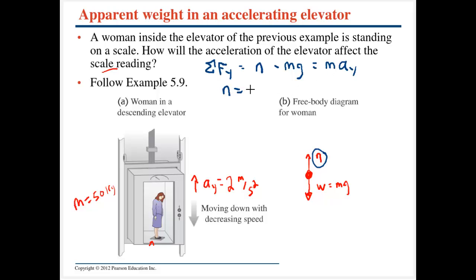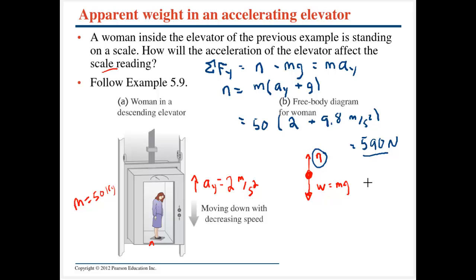So we can write the normal force is equal to the mass multiplied by the acceleration in the y direction plus gravity, or 50 kilograms multiplied by 2 meters per second squared plus 9.8 meters per second squared. And we're going to come up with 590 newtons.